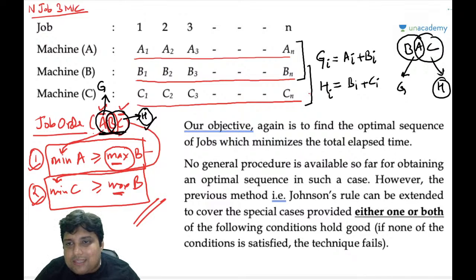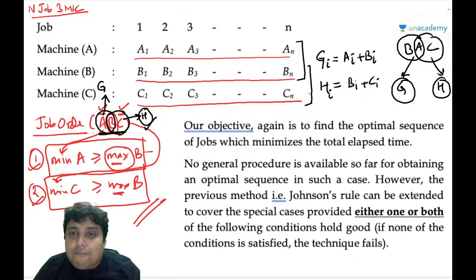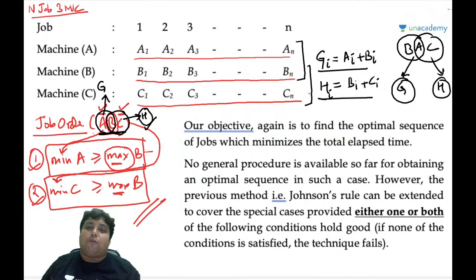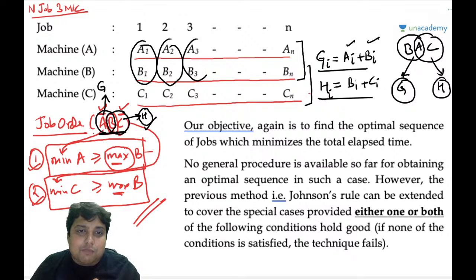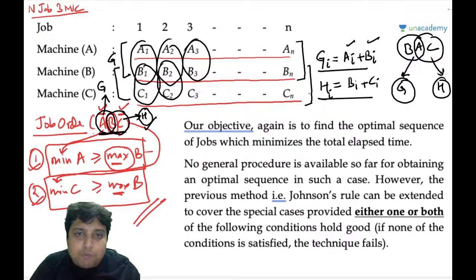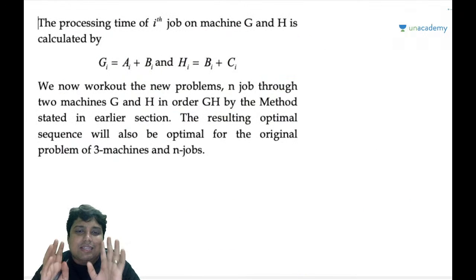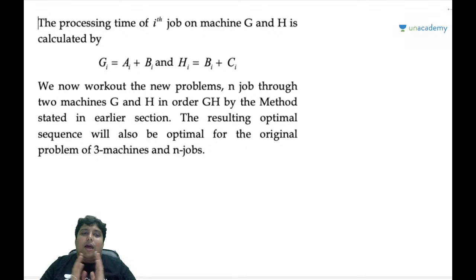So I hope guys this is clear to you how to formulate the two machine problem. Simply add the processing times of machines A and B together and create a new machine G, in which the timings will be added: A1 plus B1, A2 plus B2, A3 plus B3, and this will become G. And for H we will be doing B1 plus C1, B2 plus C2, B3 plus C3 and so on. I hope up until this it is clear for each and every one of you.